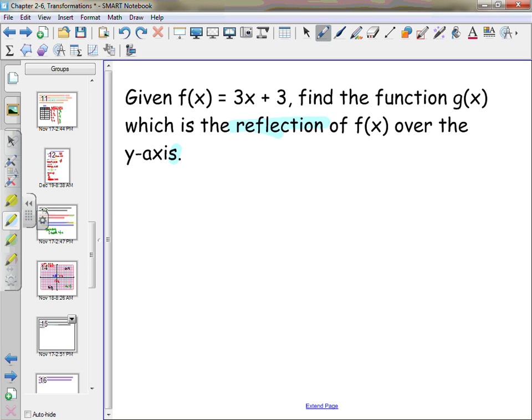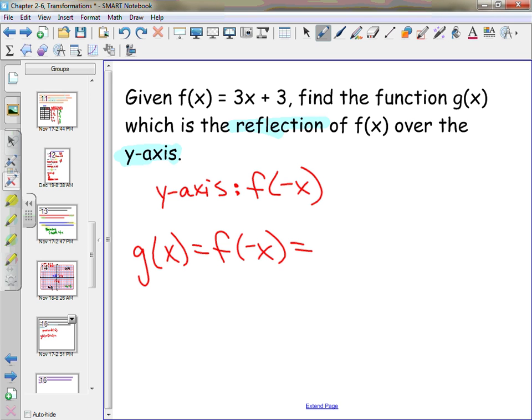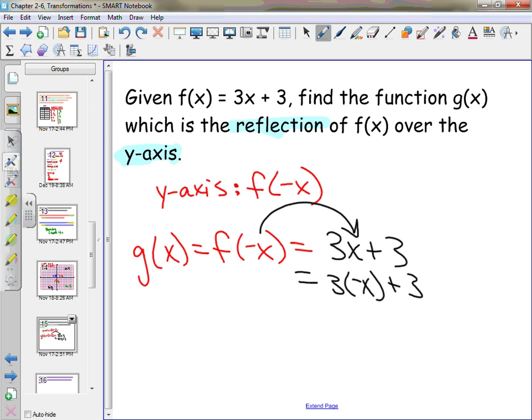So if it's a reflection over the y-axis, you tell me, what did we just write over there? f at negative x. So g of x is the same thing as f at negative x. Every place I see an x, what am I plugging in? f of x is 3x plus 3, so I'm going to plug in the negative x. So 3 times negative x gives me negative 3x plus 3. That's my g of x function. Do we see that, yes or no? Does that make sense?